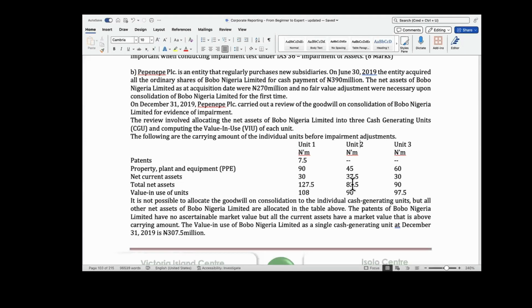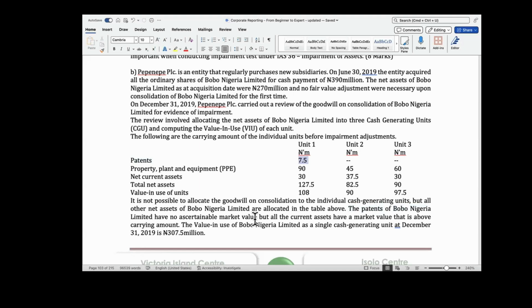Now it said patents, that is this patent of Bobo Nigeria Limited, have no ascertainable market value. What does that mean? In fact, it means that this patent, write it off completely. If they say that this value in the books has no ascertainable market value, that means they're telling you that the recoverable amount is zero. So in fact, that's one that you should prioritize. That means it's gone. Allocate, write it off completely.